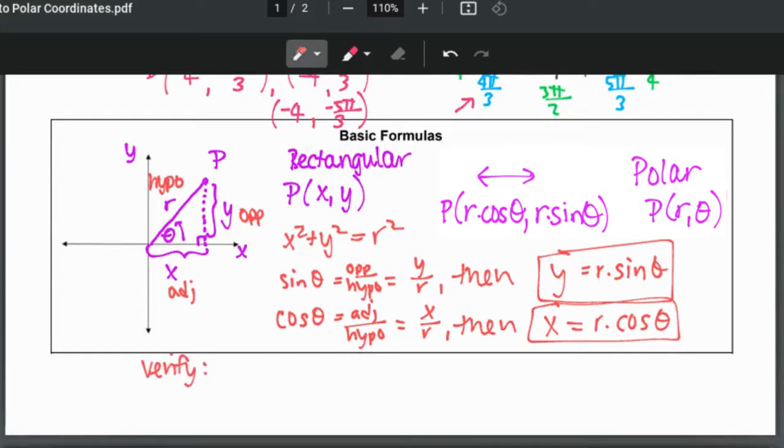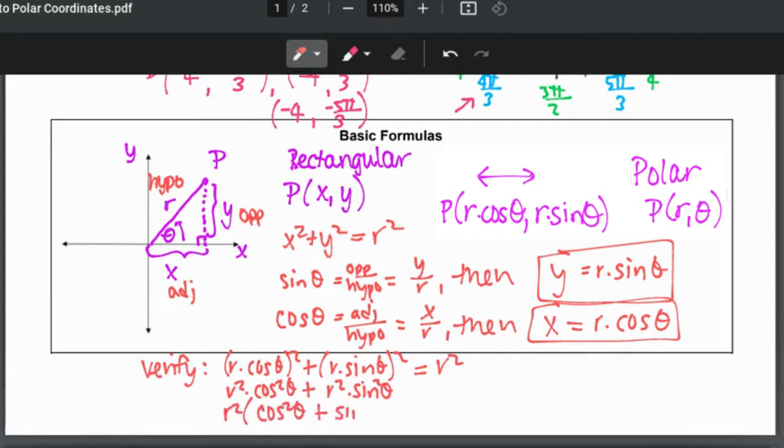If we wanted to verify the Pythagorean theorem, we know that x squared plus y squared equals r squared. So x is r cosine theta. We could square that. Y is r sine theta. We could square that. And we know that r squared is just itself. So if I squared everything, I would get r squared times cosine squared plus r squared times sine squared. And if I factored out an r squared, I would get r squared times cosine squared plus sine squared. And we should know at this point that cosine squared plus sine squared is equal to 1, so r squared really does equal r squared.